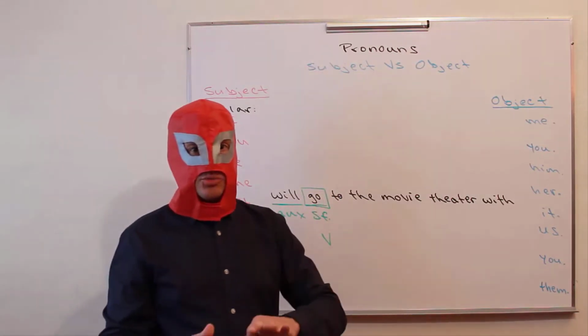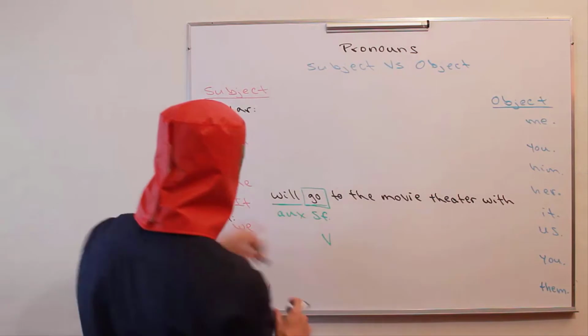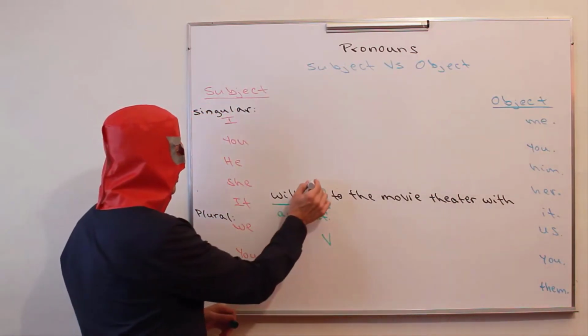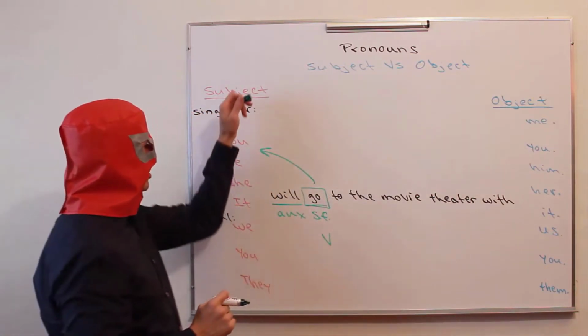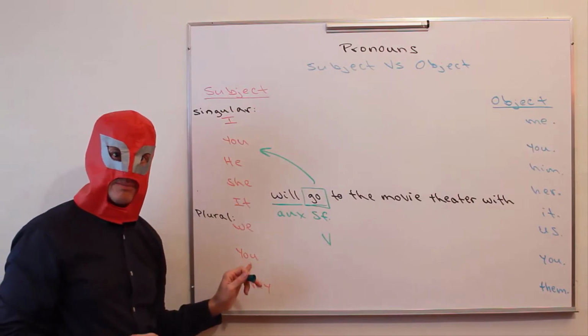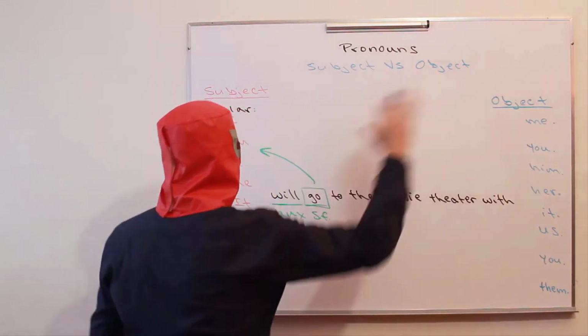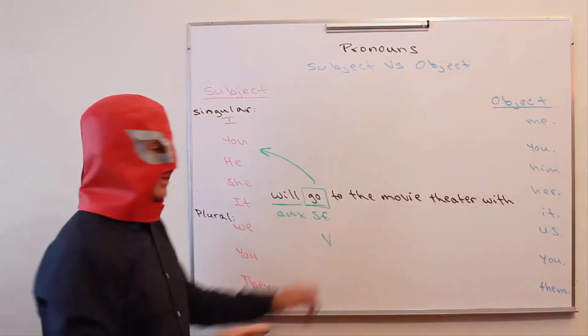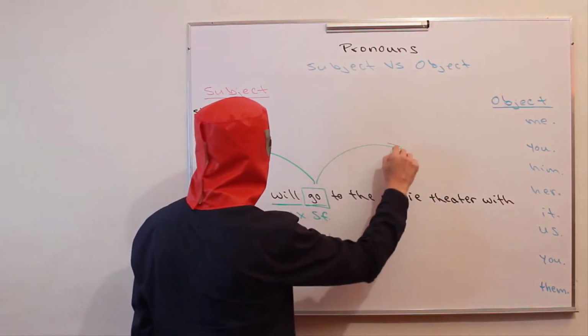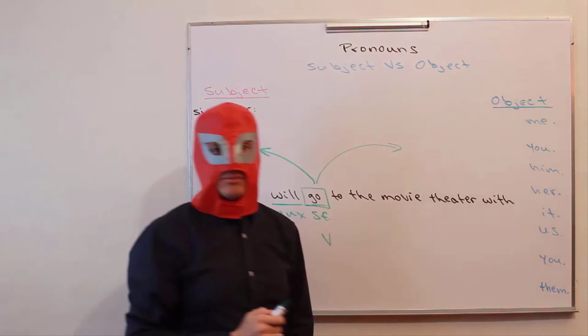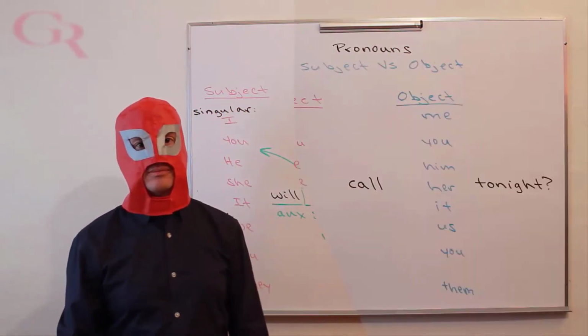Now, if I'm going to use a pronoun to the left of my verb, then what I'm going to do is I'm going to use a subject pronoun. And if I'm going to use a pronoun to the right of my verb, then I'm going to use an object pronoun. So it's that simple.